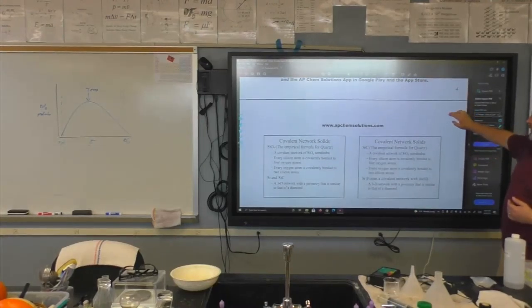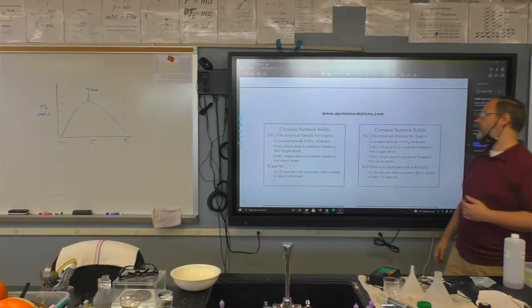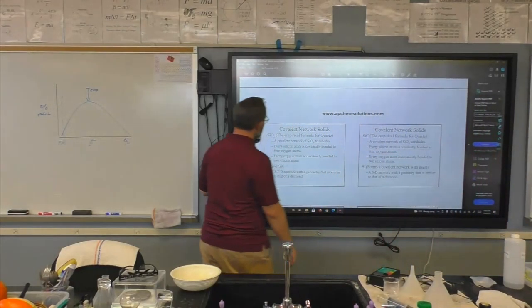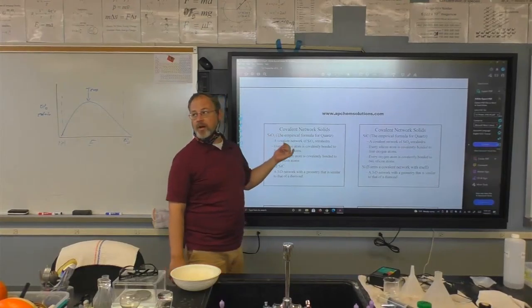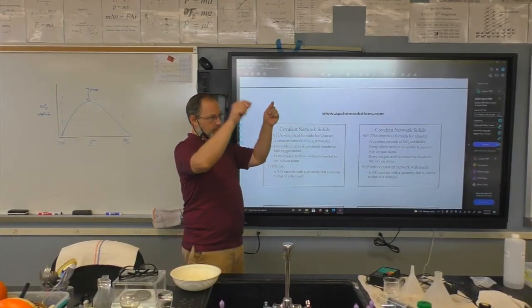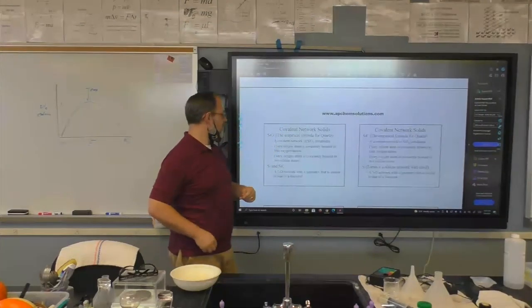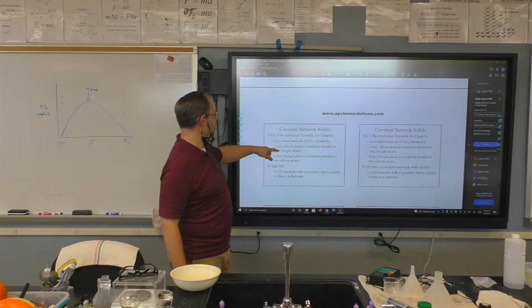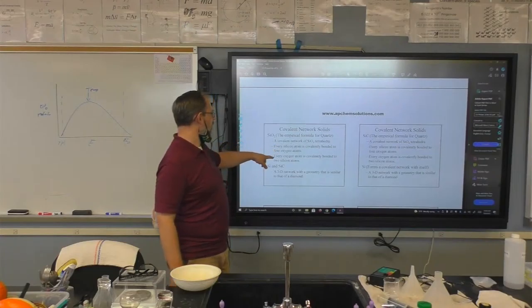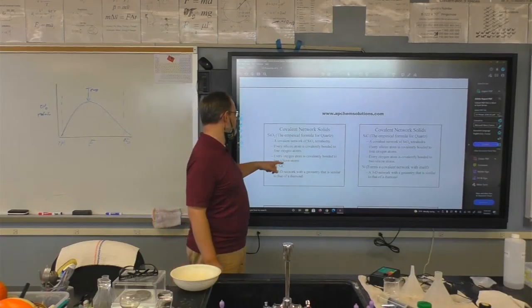And then quartz. SiO2 is what it's talking about. SiO2 is a covalent network solid of silicon and oxygen. Like silicon, oxygen, silicon, oxygen, silicon, oxygen. And it actually comes up and makes hexagons. So every silicon atom is covalently bonded to 4 oxygen atoms. Every oxygen atom is covalently bonded to 2 silicon atoms.